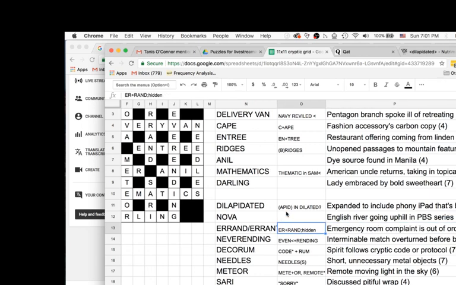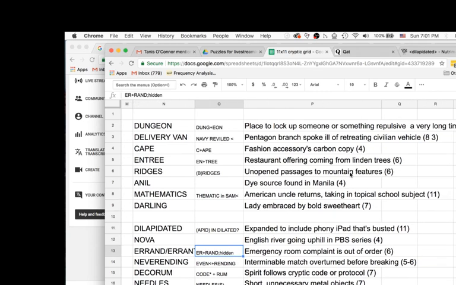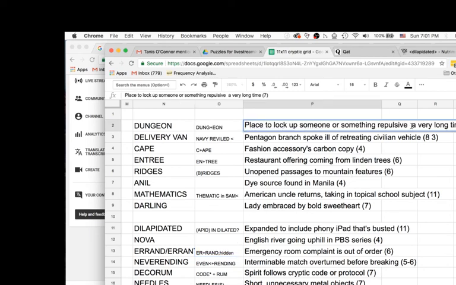All right, let me just go over these quickly, see if I'm happy with what I got. Dungeon, place to lock up someone or something repulsive a very long time. I have an extra space in there, that's fine. Pentagon branch spoke ill of retreating civilian vehicle. Now, this is a case where before, when I had reversals of a single word, I didn't want to put the reversal indicator in the center, like with Nova and Avon. But in this case, because it's two words put together and then reversed, delivery van is a reasonable phrase. Navy reviled is not a good dictionary entry, so you would have reason to choose delivery van.